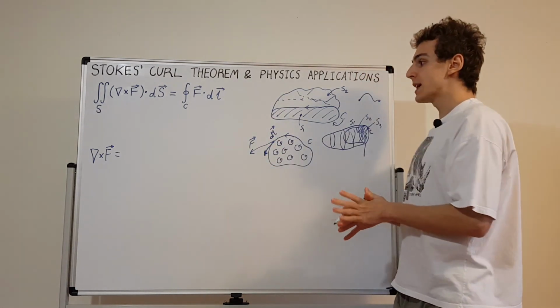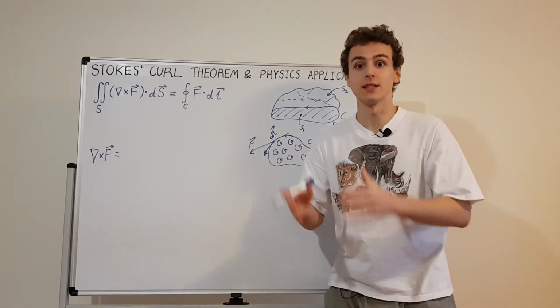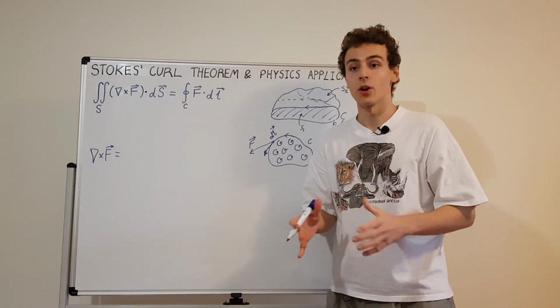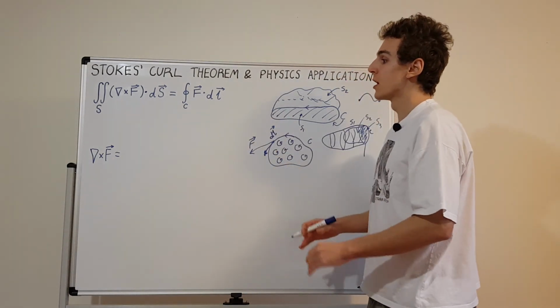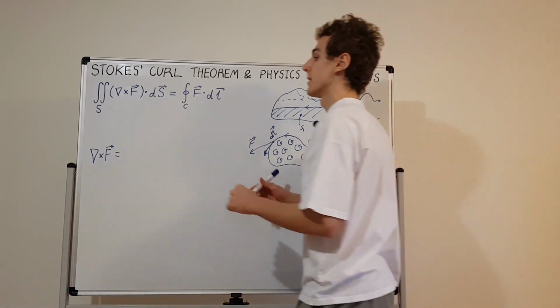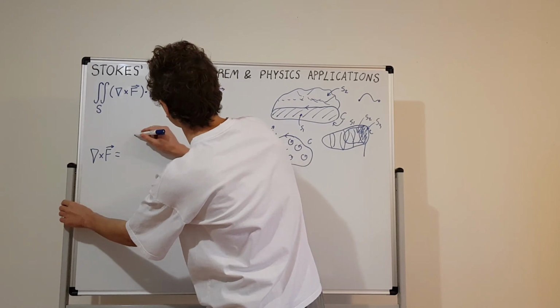Now, some people say that it's not just a little memory trick. It actually has physical significance, this determinant. But we won't go into the details of the physical significance of the determinant of this 3x3 matrix. We're just going to use it to compute the curl. So let's go ahead and do that. If we compute the curl, first of all, we're going to have to set up this matrix.